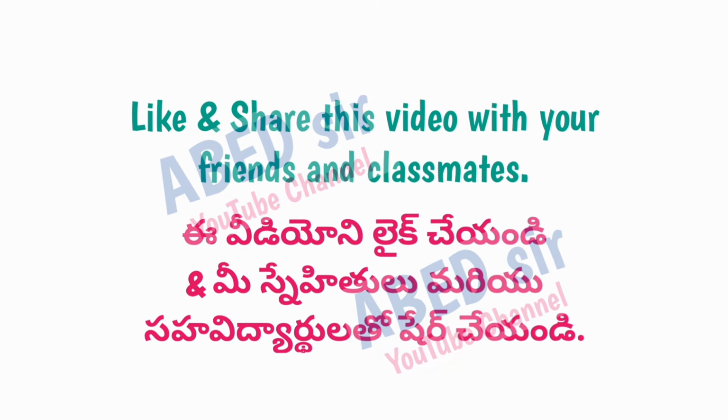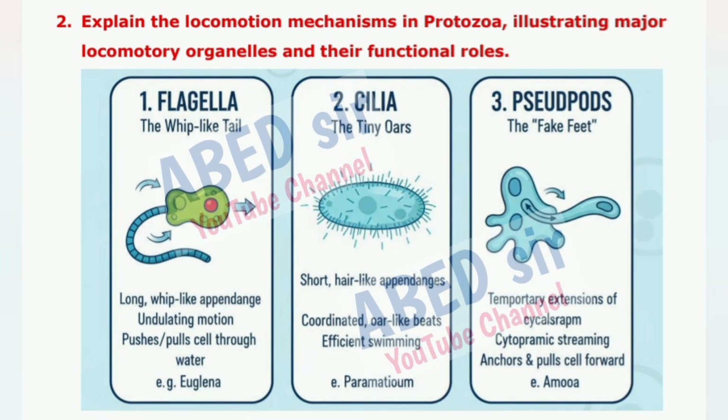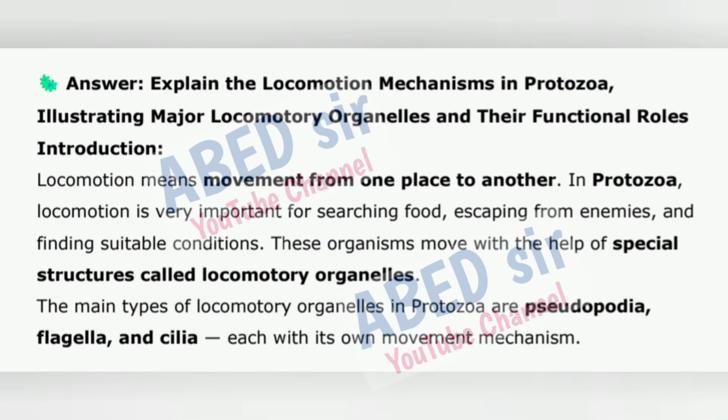Next important long question is: explain the locomotion mechanisms in protozoa, illustrating major locomotory organelles and their functional roles. Answer. Introduction. Locomotion means movement from one place to another. In protozoa, locomotion is very important for searching food, escaping from enemies, and finding suitable conditions. These organisms move with the help of special structures called locomotory organelles.